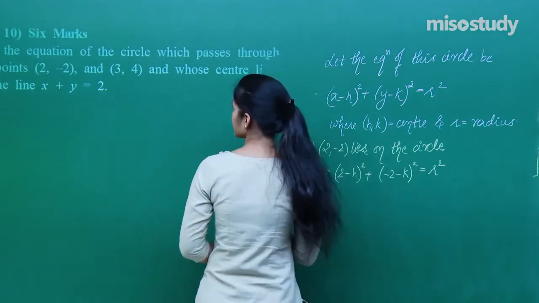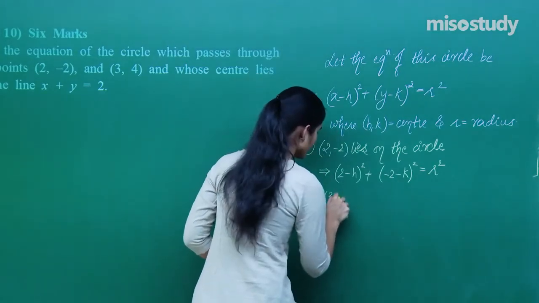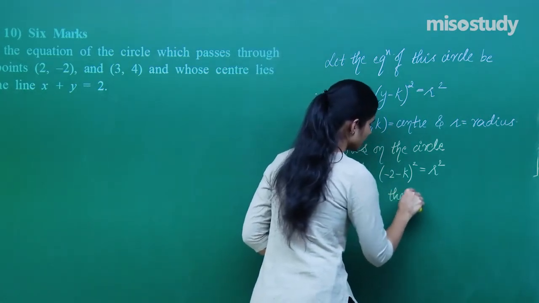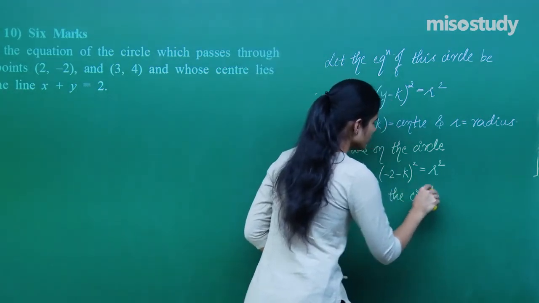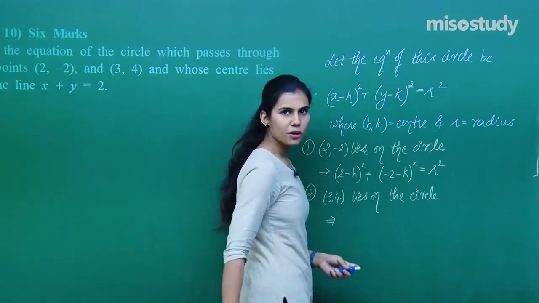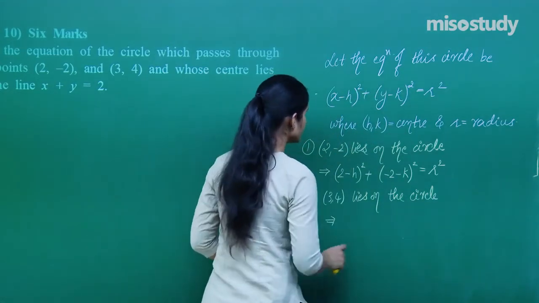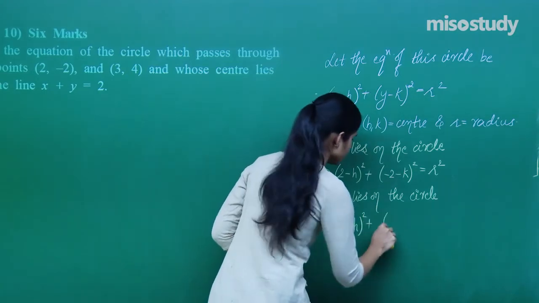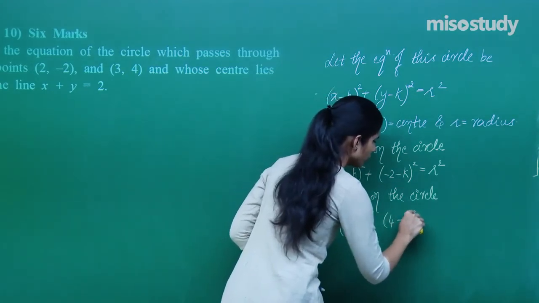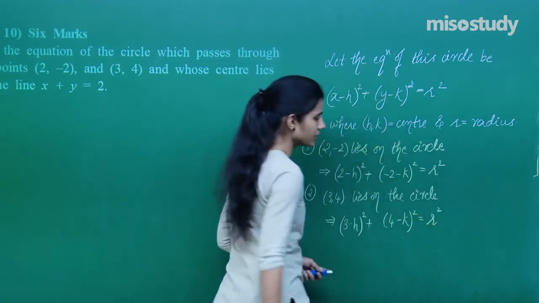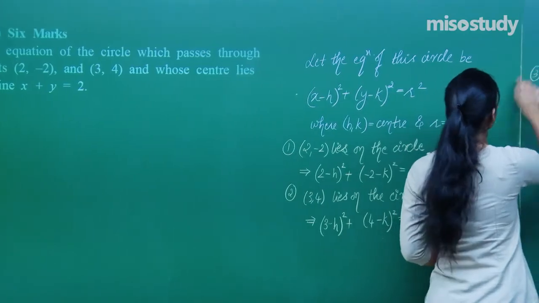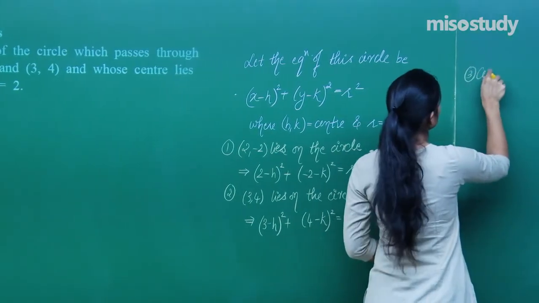Next I have (3, 4) also lies on the circle. So coordinates of (3, 4) satisfy the equation of this circle. So it is (3 minus h) whole square plus (4 minus k) whole square equals r square. And thirdly, it says center lies on the line x plus y equals 2.